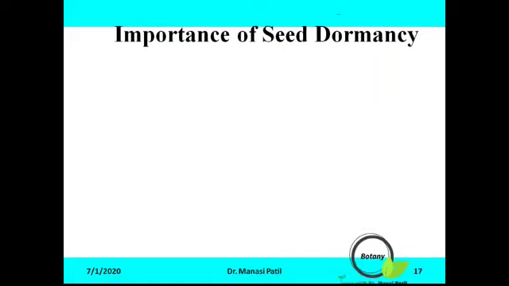After discussing the types, causes and methods of dormancy, let us study the most essential part of this topic, that is the importance of dormancy. The first importance is perennation. Seed dormancy allows seed to pass through drought, cold and other unfavorable conditions. The second importance of seed dormancy is that it is essential for dispersal of seeds through unfavorable environmental conditions.